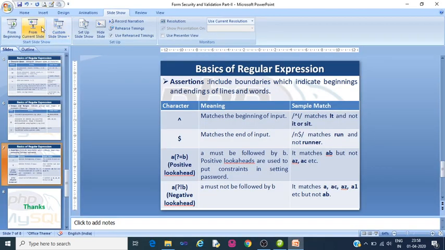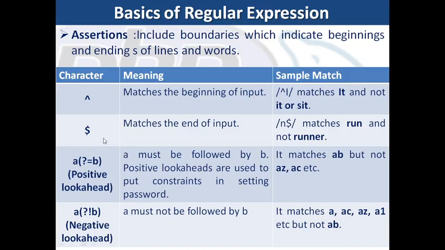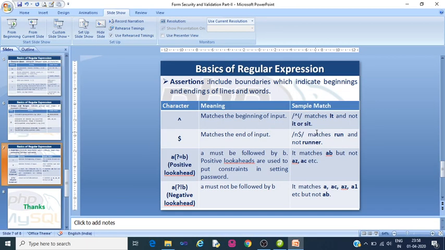The second assertion is dollar. It matches the end of input. That means if we write n dollar, then it will match any string ending with n. Like run, it will validate. Runner, as it is ending with r, it will not be validated. Let us take it on the browser.